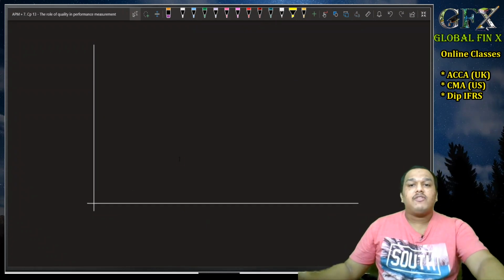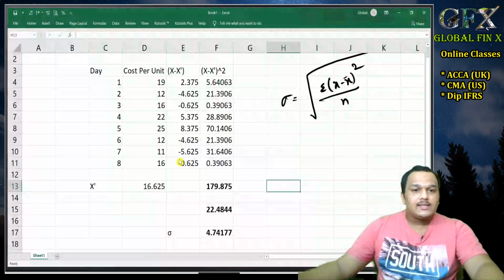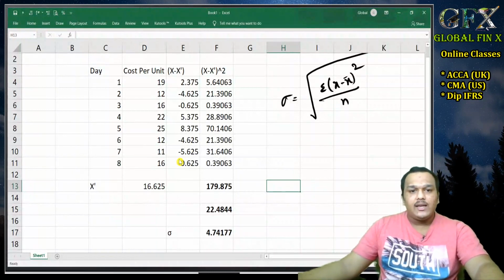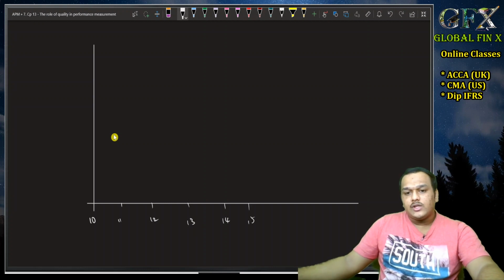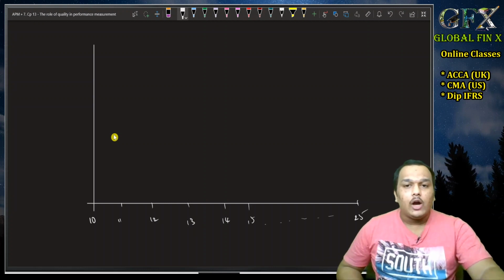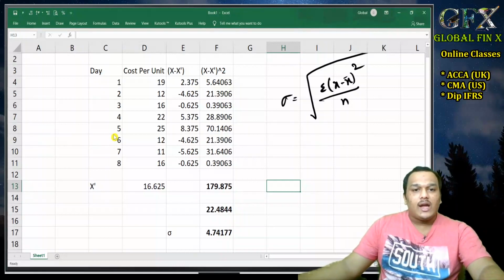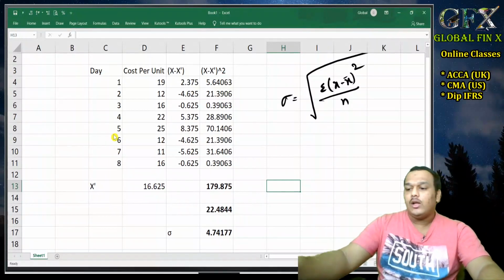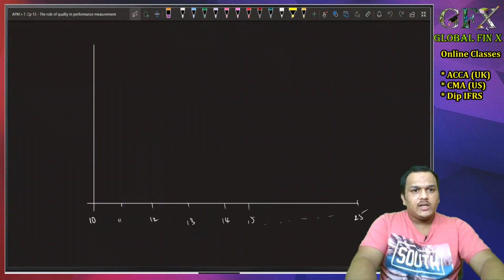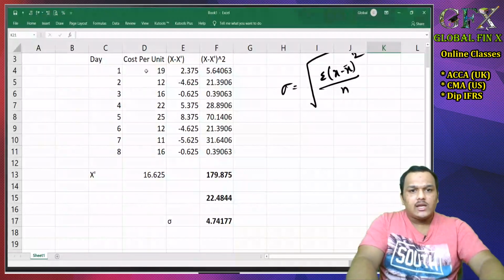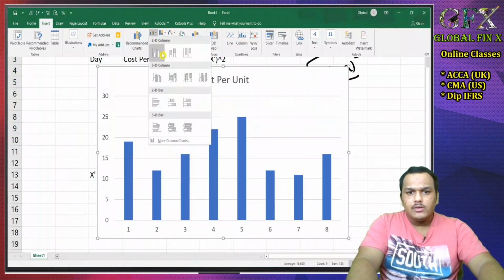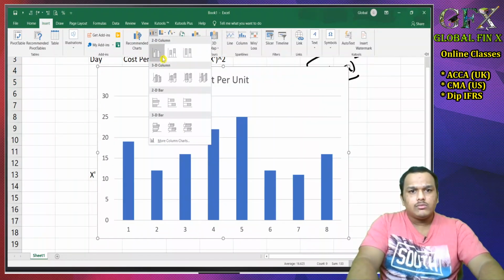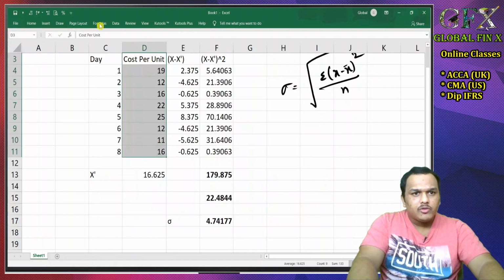Now if I take a graph and start plotting this, I'll start with the lowest value. Maybe I'll start with 10 and end with 15, so 10, 11, 12, 13, 14, 15, like this. If I go up to 25, then I need to start plotting these values: 19, 12, 16, 22, 25. Instead of drawing the chart manually, why don't we just take a chart directly from Excel itself? That would be much more convenient, right? So we'll go to Insert and insert a histogram maybe. I want a histogram. Where is histogram?